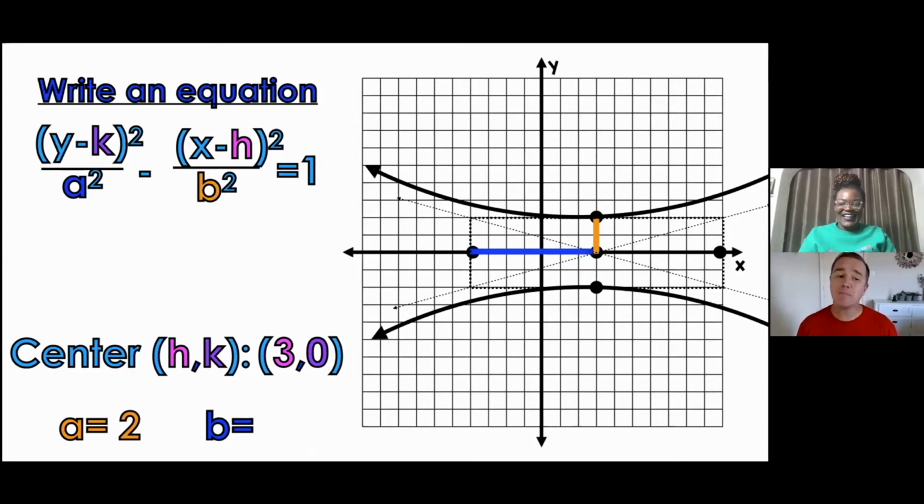So that means that my equation should look like y minus 0 squared, or just y squared, over 4, minus x minus 3 squared over 49, equals 1.